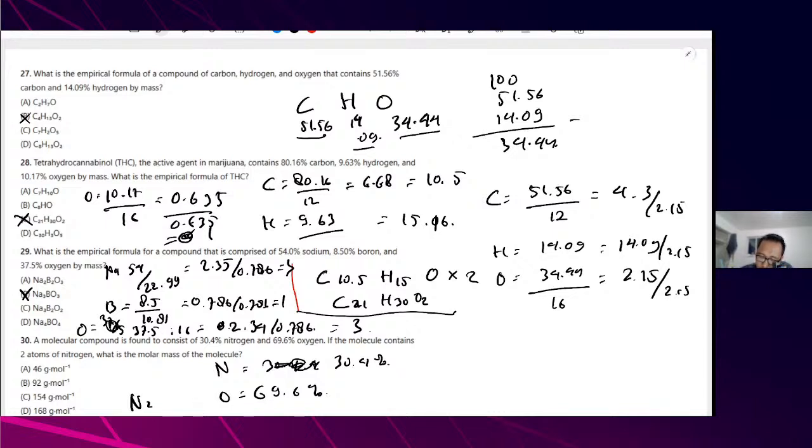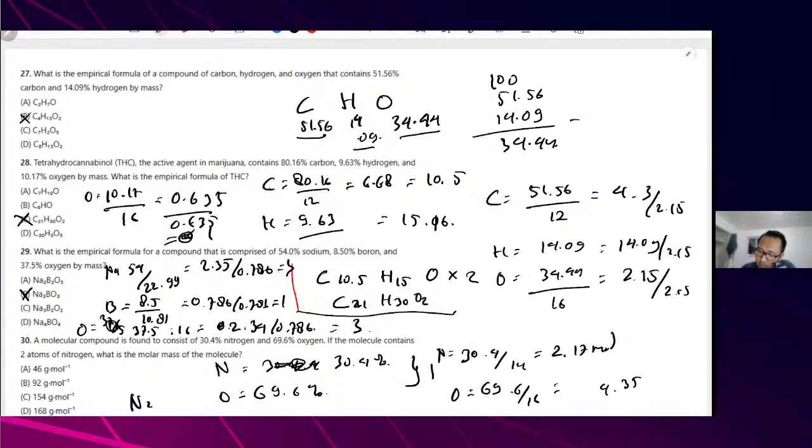It's pretty easy if we know we already have this composition. So just assume the total is 1. Nitrogen is 30.4 divided by 14, so it's around 2.17 mole. How about the oxygen? 69.9 divided by 16 is around 4.35.